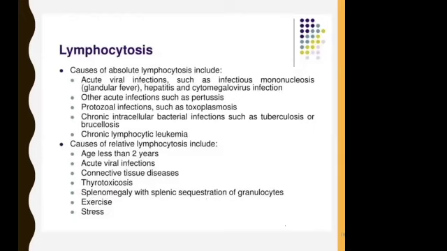Some notable causes of relative lymphocytosis, which means that the patient doesn't really have a high lymphocyte count. It's just that they have a troublesome blood composition that makes the lymphocytes look higher relative to everything else, but they're not really high. If I'm going to remember anything from this list, I'm going to remember connective tissue diseases and thyrotoxicosis. These are the two things that I'm going to remember for relative lymphocytosis, okay? This is not a pediatrics exam, so I wouldn't remember age less than 2 years.